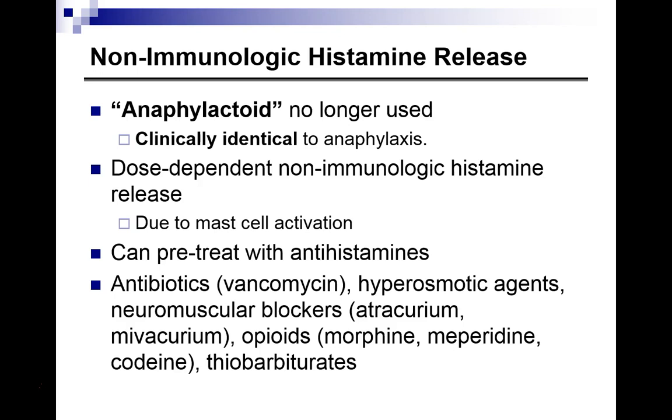Patients who are at risk for an anaphylactoid or a non-immunologic anaphylactic reaction can be pre-treated with antihistamines, and certain substances that are known to precipitate these sorts of reactions include antibiotics like vancomycin, certain hyperosmotic agents, neuromuscular blocking agents like atracurium and mivacurium, opioids like morphine, meperidine, and codeine, and certain thiobarbiturates.